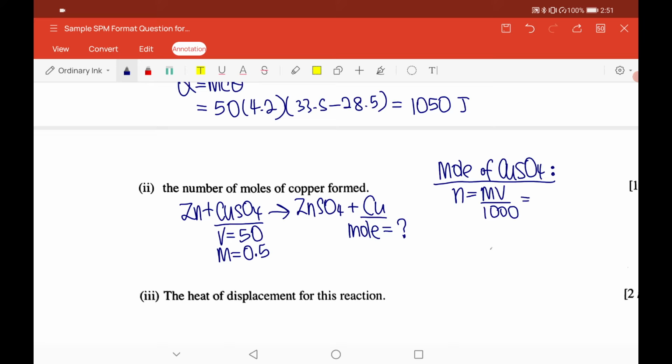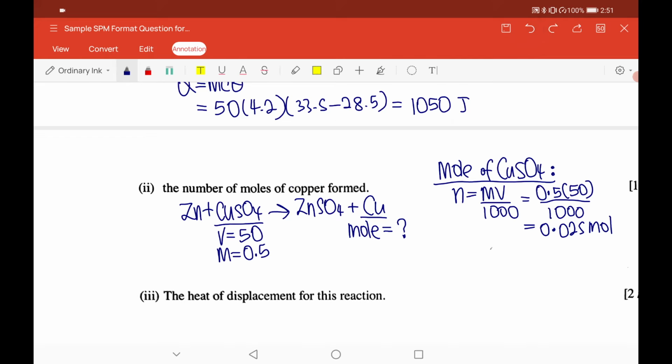So the M is the concentration 0.5, the V is the volume 50 divided by 1000. Key this into the calculator, you should get 0.025 mole. But this is not the final answer. This is the mole for copper sulfate, CuSO4. Now you ask yourself, is the question asking for the mole of copper sulfate? The answer is no. The question wants us to find the mole of copper, not the copper sulfate.